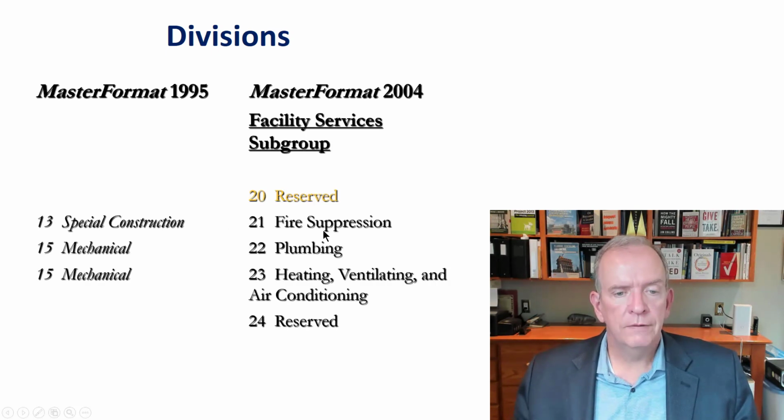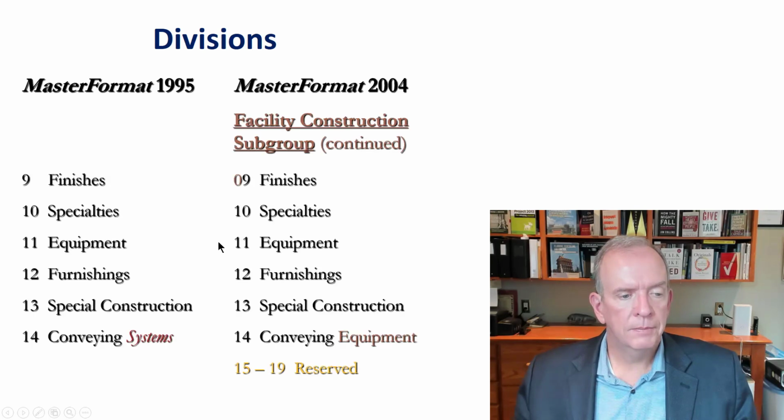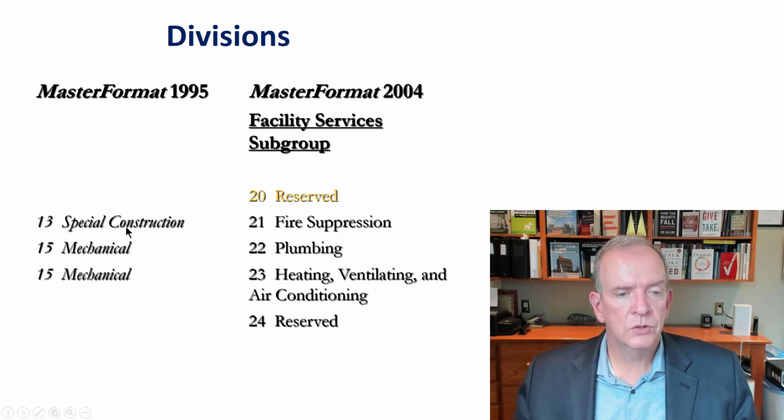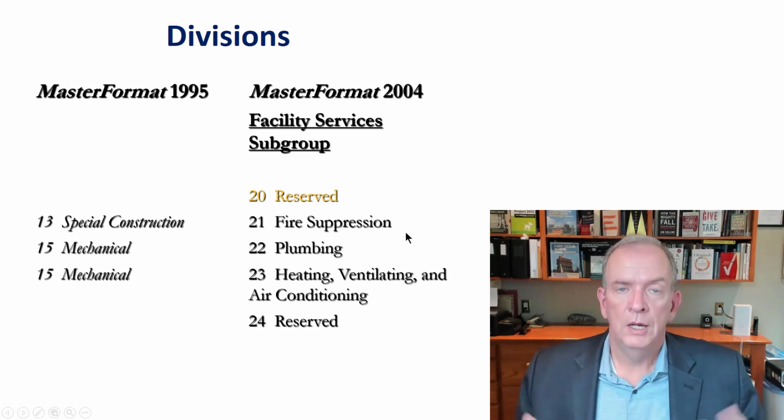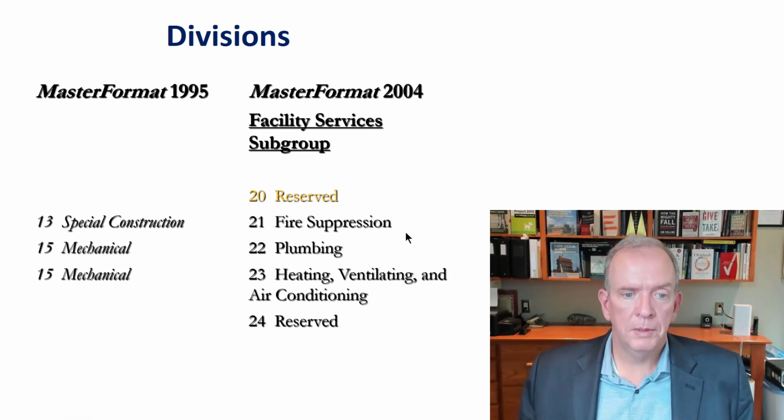Special construction, like fire suppression systems, comes under 21. Did I have something back there? So there still is special construction, but some parts of special construction are pulled out given their own area because that's become such a prominent and important area. Remember, back in 1960, condominium buildings didn't even have sprinkler systems, right?